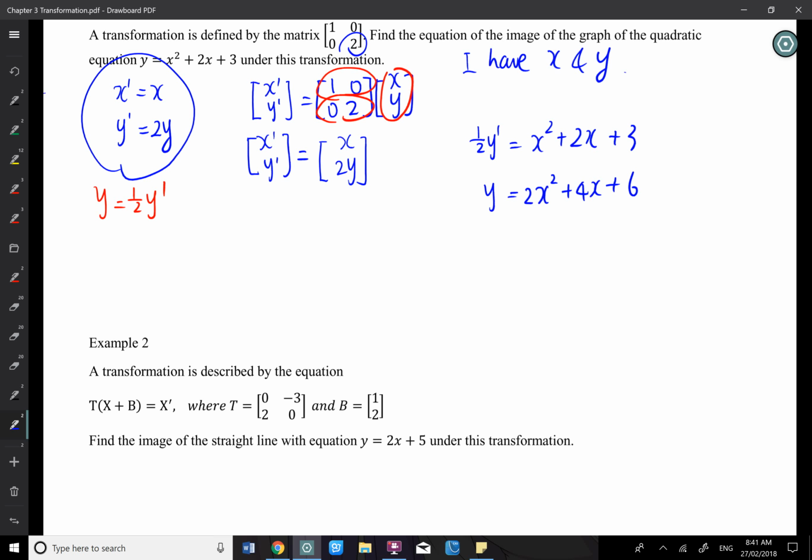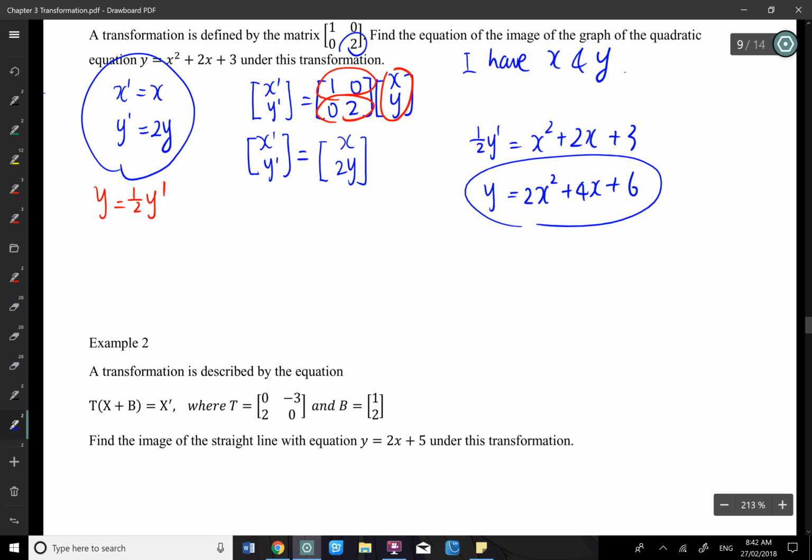Or you can complete the square and make it into the turning point form. But we don't need the turning point form for this question, since it's not asking for the transformation description. It's just a basic substitution question. We are not trying to look at the transformation between 2 functions. Therefore, we can simply substitute y into y dash and then rearrange it. So that will be the image.